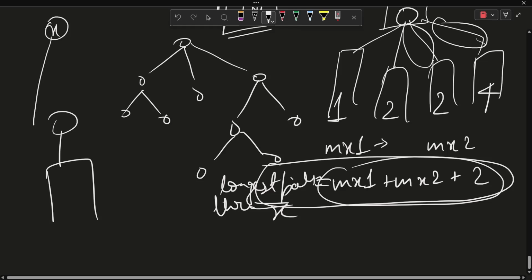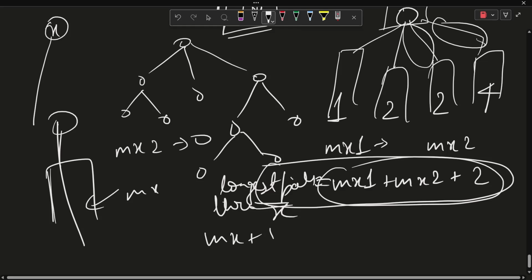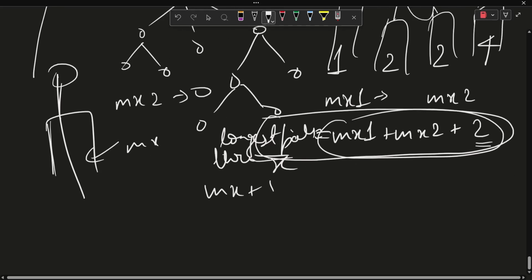So if it has only one child, then it would be only this path. If it has only one child and the second maximum is 0, you can say no child means a depth of 0. Then its value would be just this maximum mx plus 1. So it would be mx plus 1 only. So writing this plus 2 is not always correct.